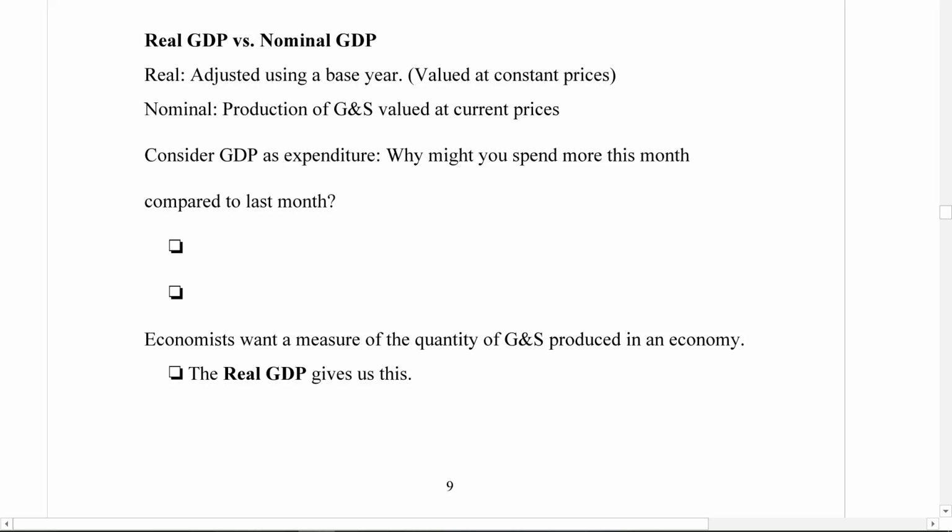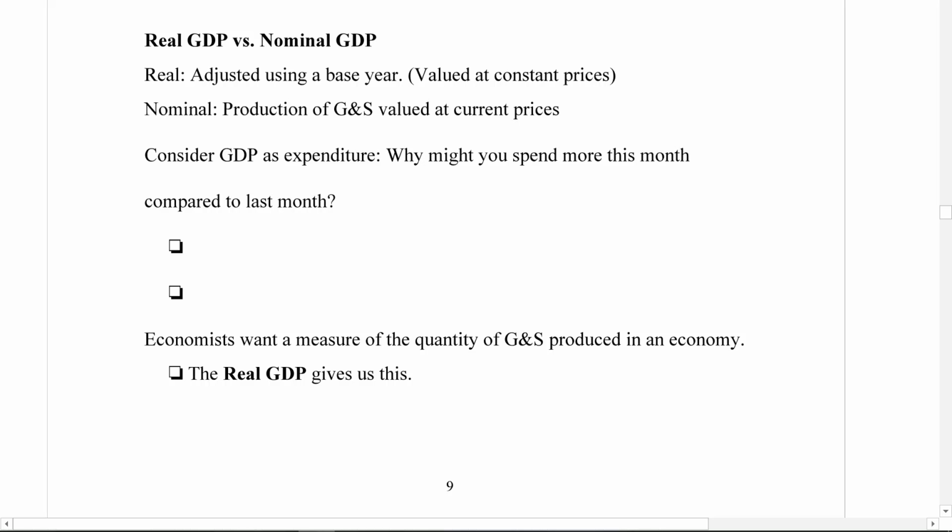So we'll touch on real GDP versus nominal GDP, and the use of real versus nominal GDP is going to lead us nicely into one of our measures of inflation, the GDP price deflator. And so we'll talk about real and nominal GDP here for the last part of this video, and then we'll jump into the next video on inflation.